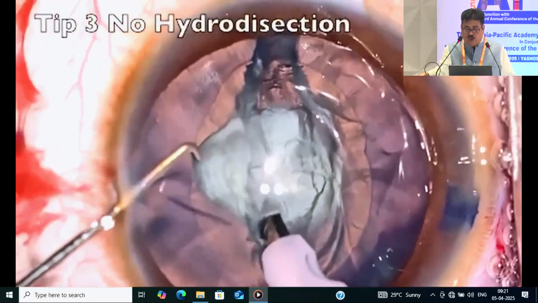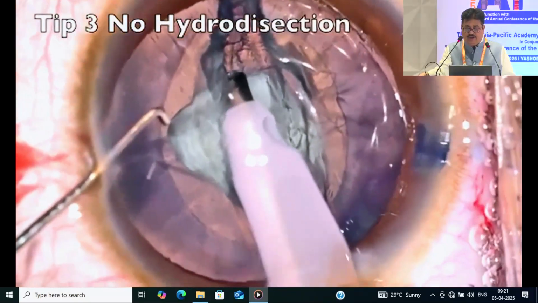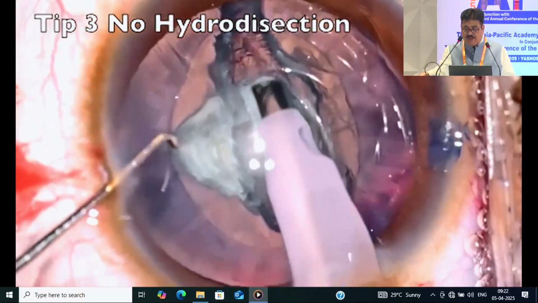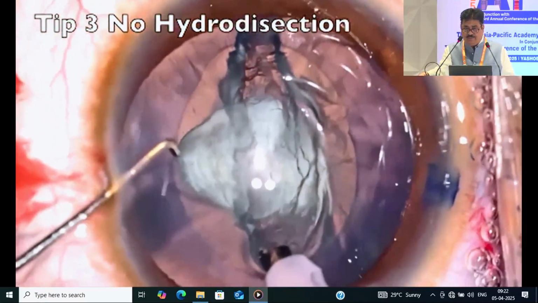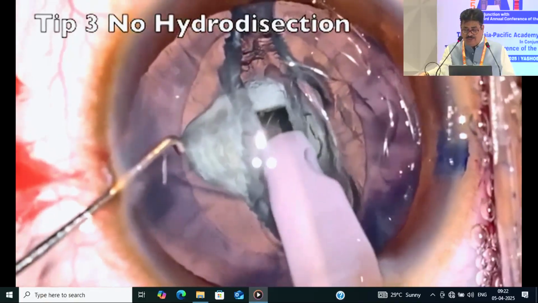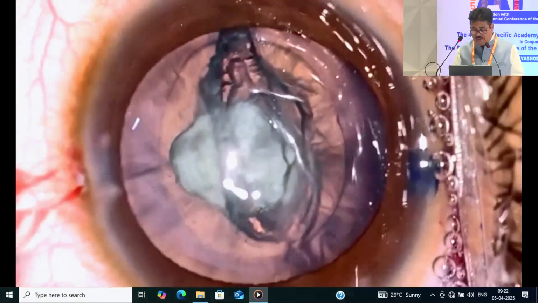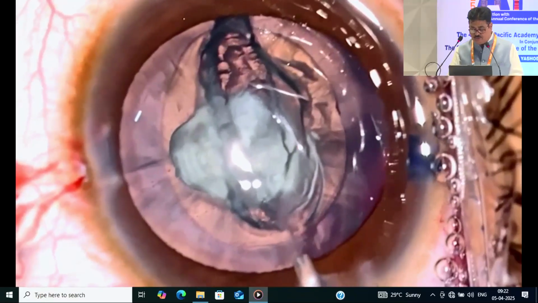But it should be small but adequate. And an important tip is this: there is no hydrodissection. We are just cracking the nucleus in the center without hydrodissection, as the nucleus is soft. And this is the important thing which I am going to show you.